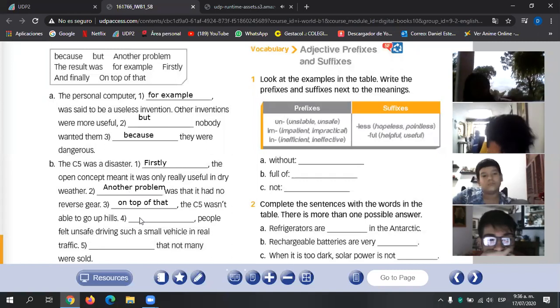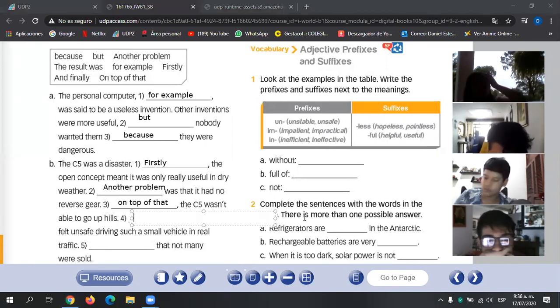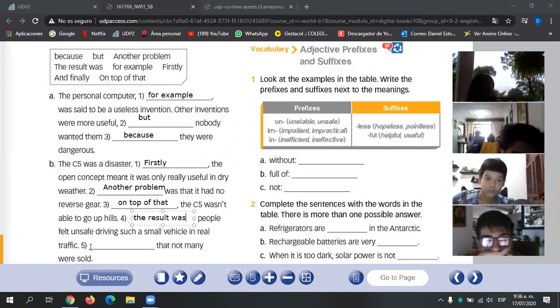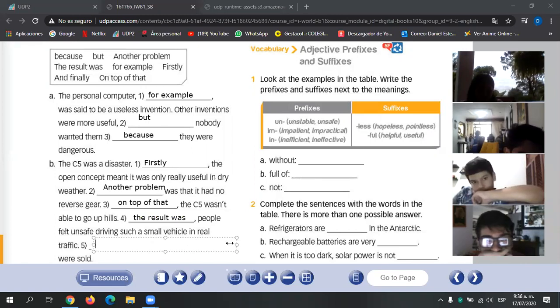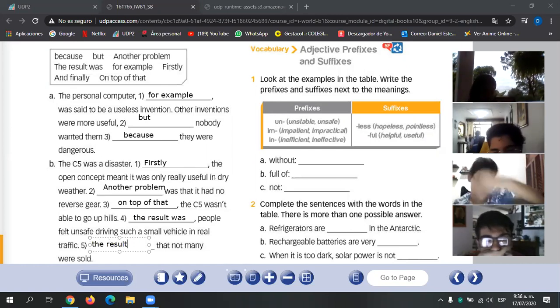I think, okay, aquí podemos poner "the result was", because it's the best option for this sentence. So the result was, people felt unsafe driving such a small vehicle in real traffic. And finally, that not many were sold. I think you have to change this. The result was, and here, and finally. Sorry for this, but this is the correct order of this exercise.